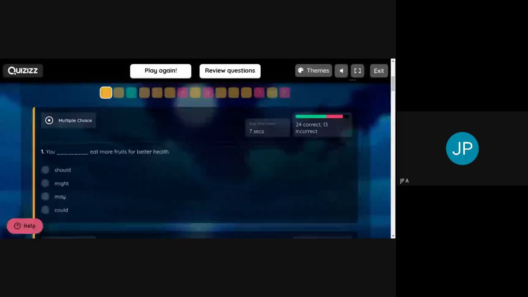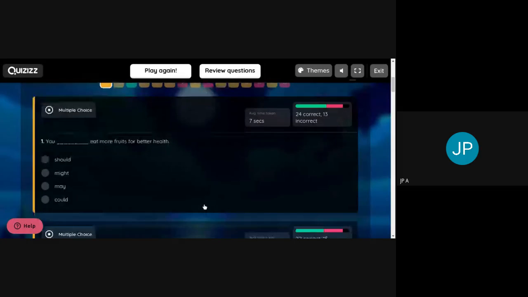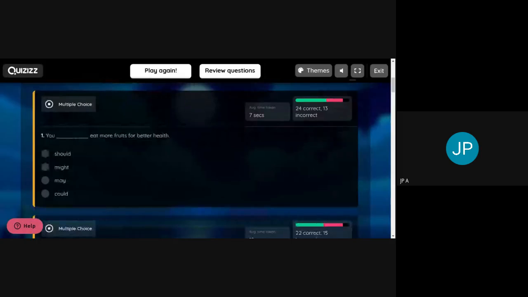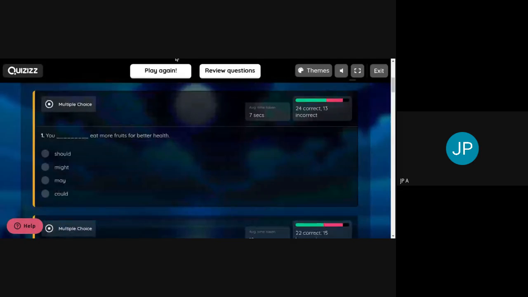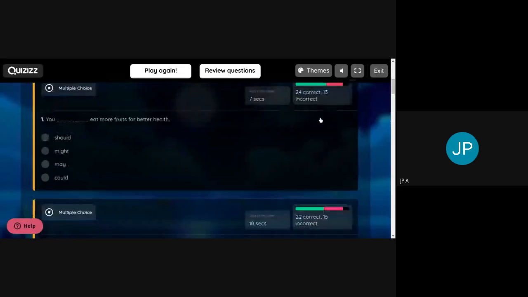Should. Yes, you should eat more fruits for better health. Okay, so many people have done it correctly. Here we can see how many people have put it correctly: 24 people have put it correctly, 13 have put it as incorrect. Okay.